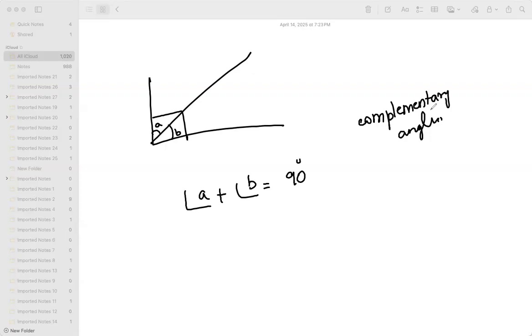So if it's equal to 90, it's complementary? Yeah. Okay. One second, guys. Let me look at the door quickly and come. Somebody's at the door.